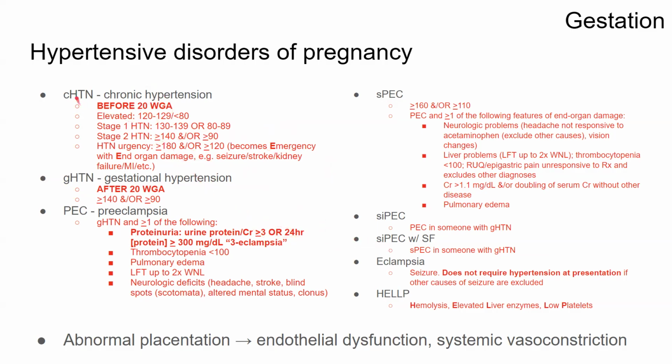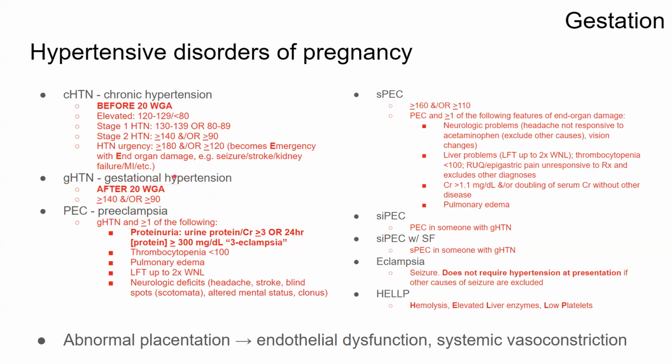The difference between chronic hypertension and gestational hypertension is that gestational type hypertension you can only diagnose after 20 weeks of gestation. And then the blood pressure criteria are at least 140 over 90. So that's the magic cutoff. Then you get into the realm of preeclampsia. The way that I think of preeclampsia is gestational hypertension and at least one of the following additional features. So everything starts with gestational hypertension.